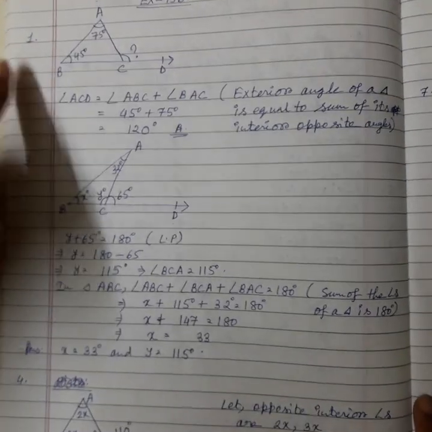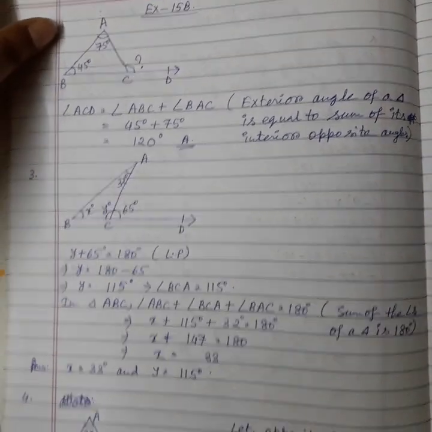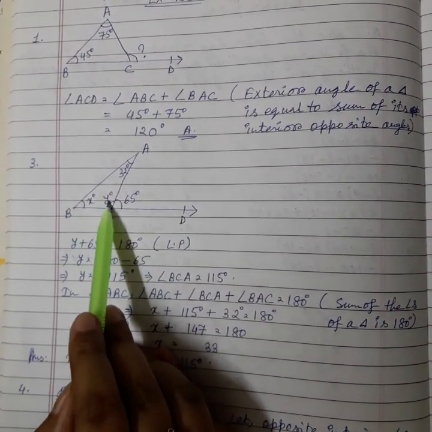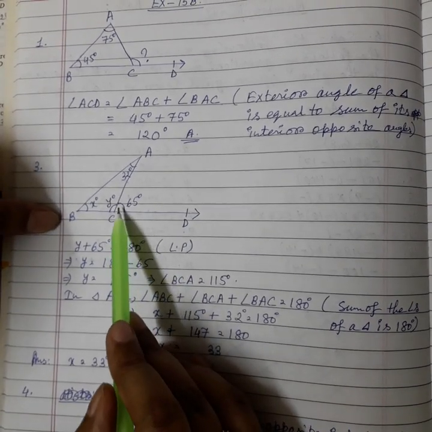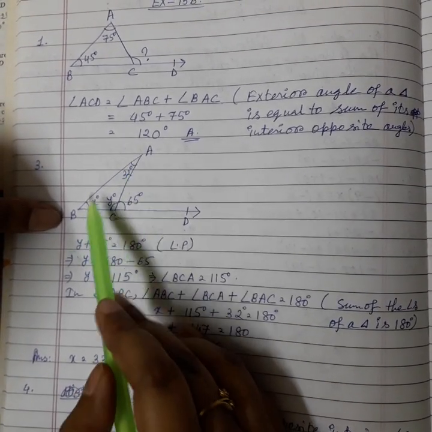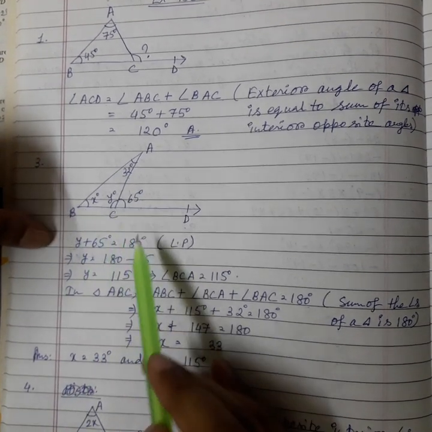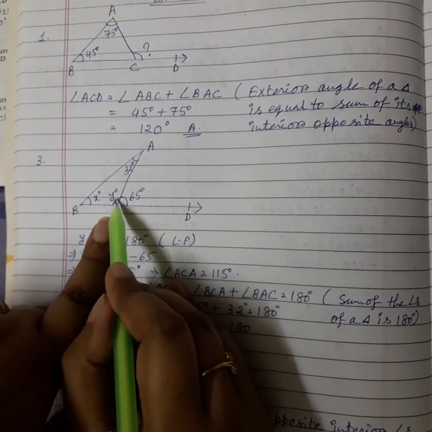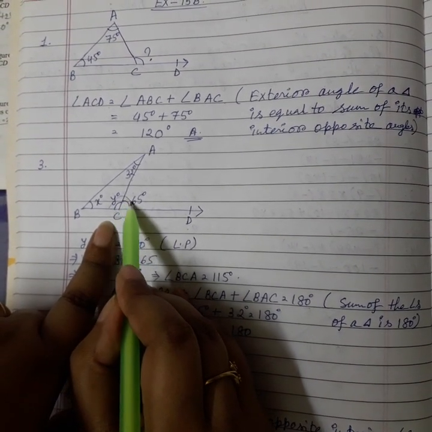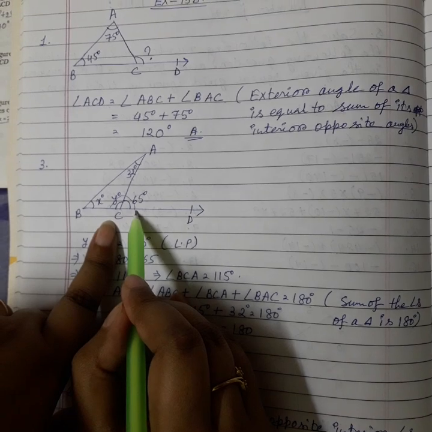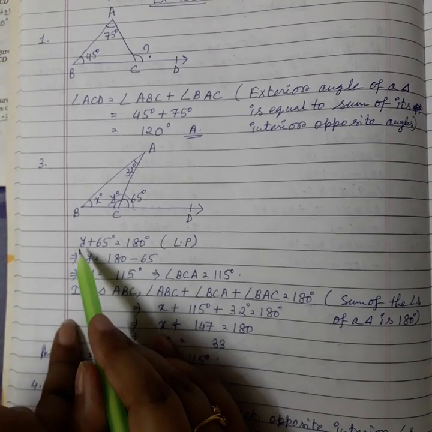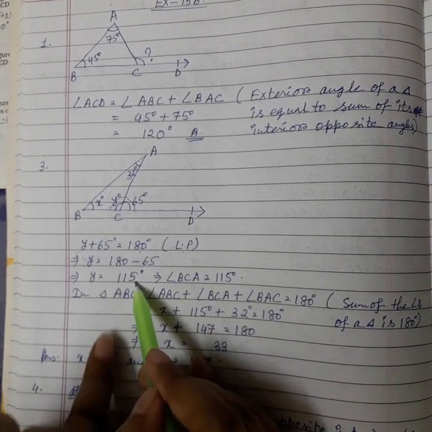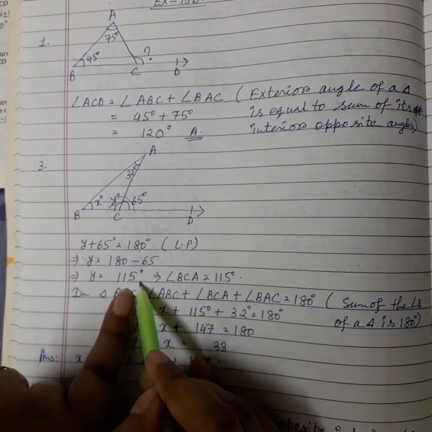Now we are going to question number 2 and 3, same types of question. Question number 3 I am solving. The figure is given, you have to find the value of x and y. So how will we find? We know that the exterior angle equals the sum of the opposite interior angles. So here you have to find the value of y. So first we have to find the value of y. Y and 65, this total will be what? 180 degree, because they are forming a linear pair. So y plus 65 degree equals 180 degree, linear pair. So y equals, it's coming 115 degree.